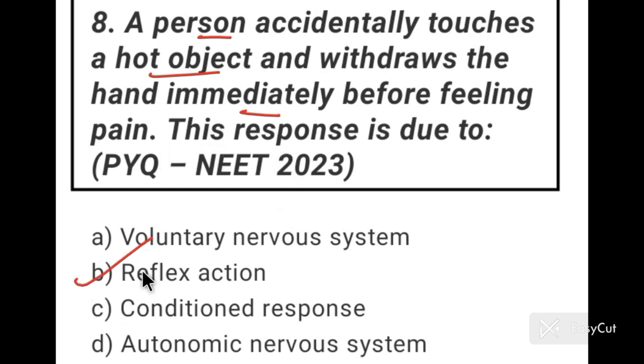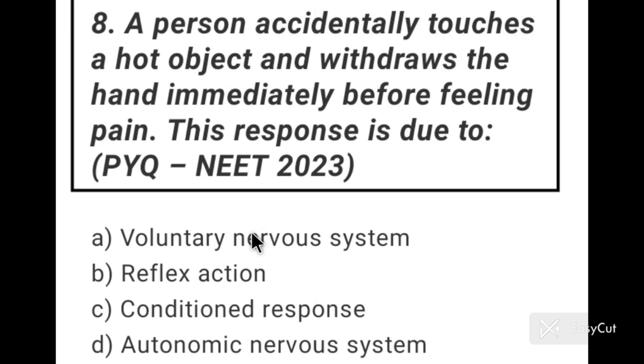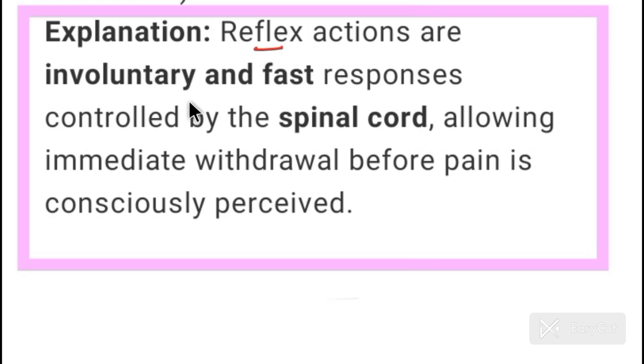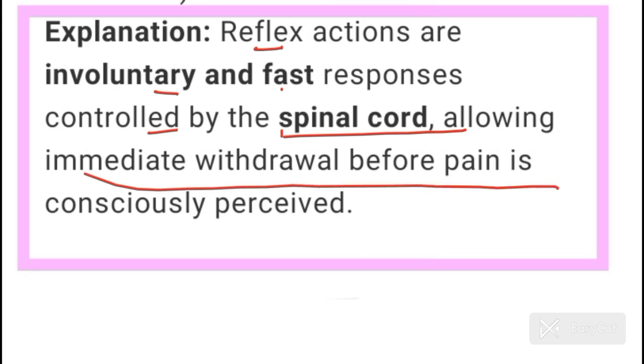Option B is correct here, reflex action. Because reflex action is a quick automatic response to a stimulus without thinking. It helps protect the body and happens through the spinal cord, not the brain. Reflex actions are involuntary and fast responses controlled by the spinal cord, allowing immediate withdrawal before pain is consciously perceived.